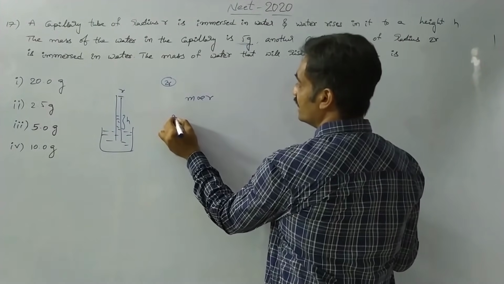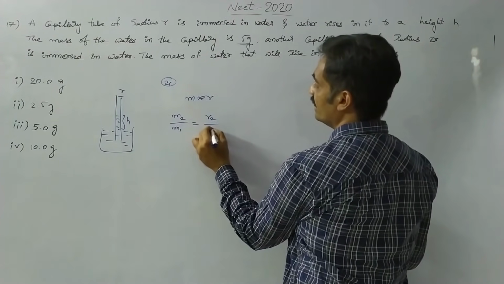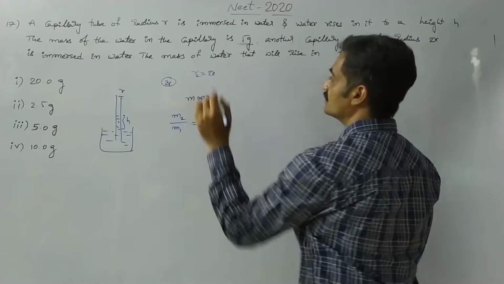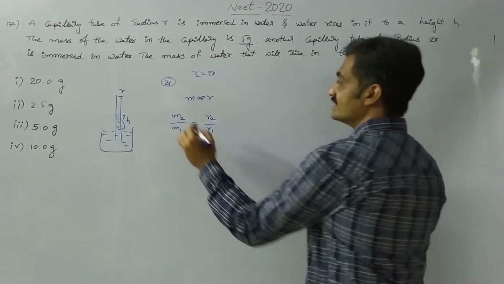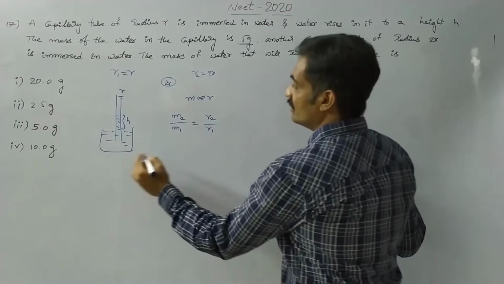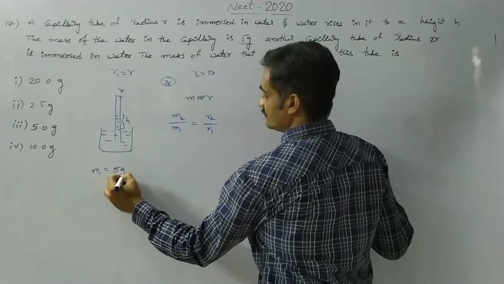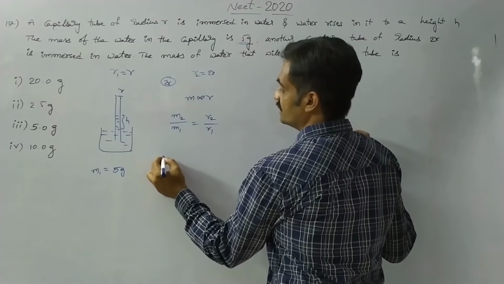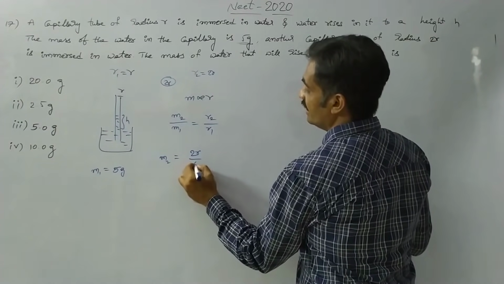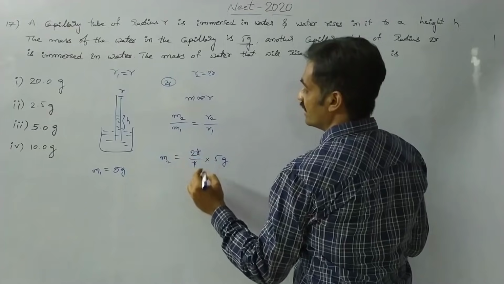Based on that, we can write m2/m1 = r2/r1, where r2 is the radius of the second capillary tube, 2r, whereas r1 is the radius of the first capillary tube, r, and we know that the mass of the first capillary tube is 5 g. So if we substitute all these values, we have m2 = (2r/r) × 5 g. So here r and r get cancelled.